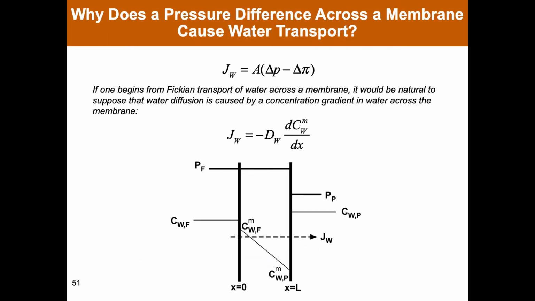And so a question that I'd like to talk about over the next little while is why does a pressure difference across a membrane cause water transport? If you think about it, you have a somewhat hydrophilic membrane and you apply a pressure difference across it. How does that drive water transport? Freddie, you got any ideas?